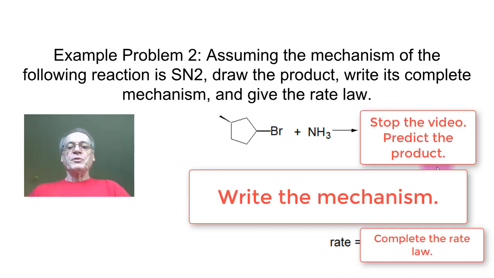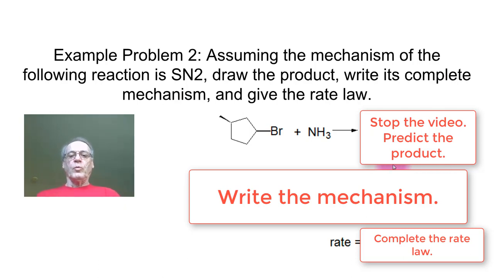Problem 2. Assuming the mechanism of the reaction is SN2, draw the product, write its complete mechanism, and give the rate law. So this time I'm not asking for any curved arrows, just to predict the product. So stop the video and I will reveal the answers now.